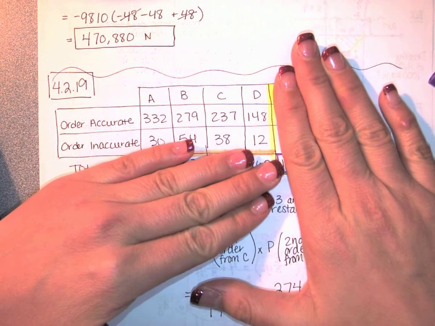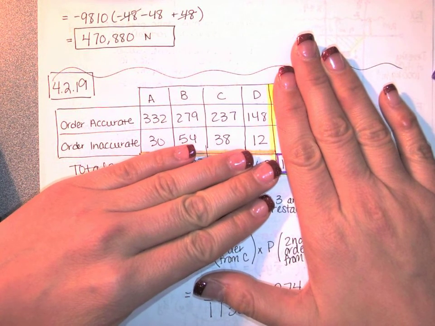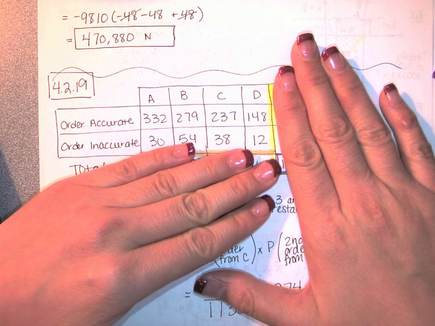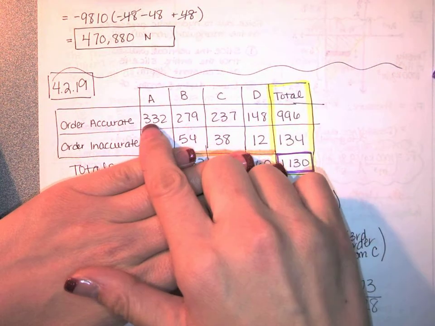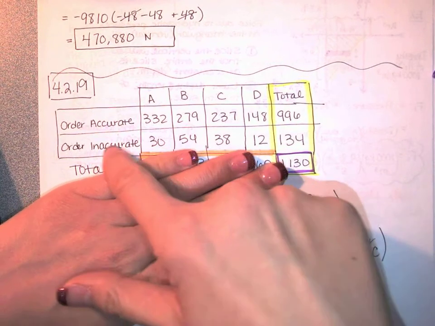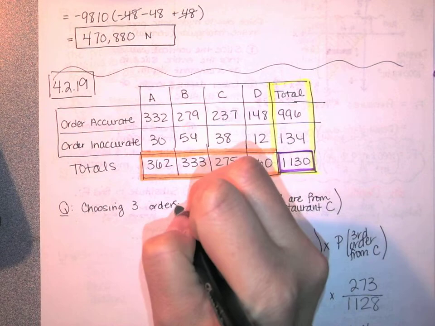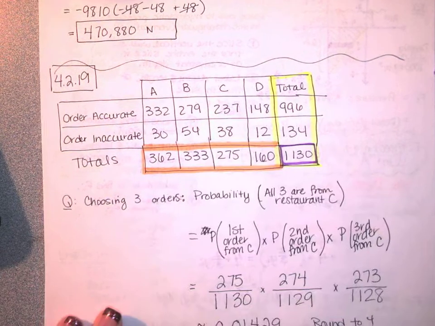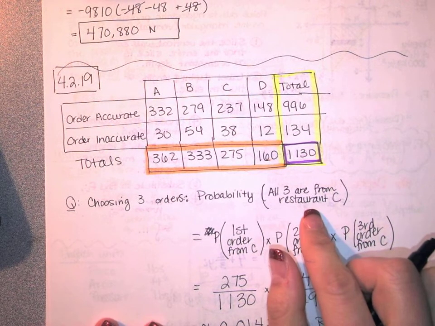So they tell us that we're dealing with 4 fast food restaurants labeled restaurant A, B, C, and D, and they've collected data. These are the number of accurate orders from each of the restaurants, and these are the number of inaccurate orders from each of the restaurants. And the question says, if you're going to choose 3 orders out of all of these orders, what's the probability that all 3 of those orders are from restaurant C?